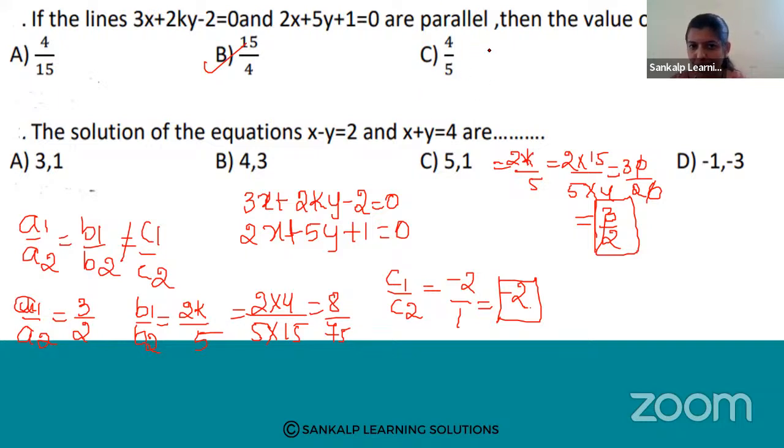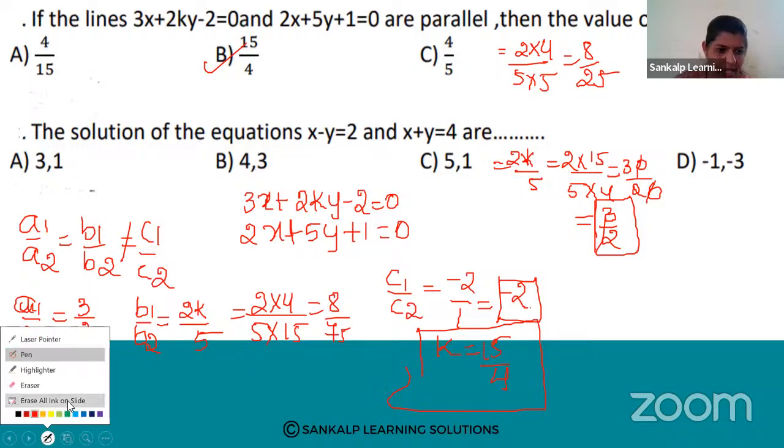See, here 4 divided by 5 is there. So 2k divided by 5, k means 4 divided by 5, into 2 divided by 5, gives 8 divided by 25. Again, you will get 8 divided by 25. But we want only 3 divided by 2. The option that gives 3 divided by 2 is option B, 15 divided by 4. Option B is right. Therefore, k value is 15 divided by 4. Understood? Yes, is that clear?